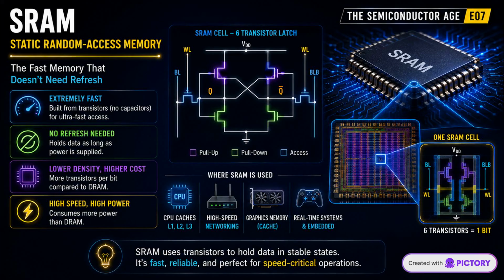SRAM, or static random access memory, uses several transistors to store each bit in a stable state. It is extremely fast and does not need periodic refresh while powered. However, it requires more transistors per bit, making it larger and more expensive. That's why SRAM is mainly used where speed matters most, such as CPU caches.